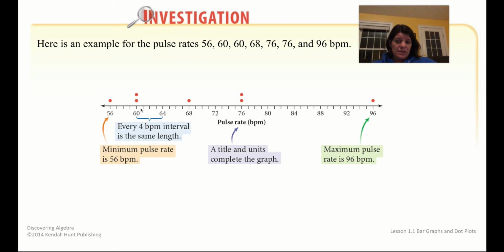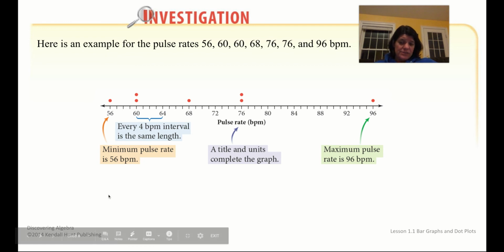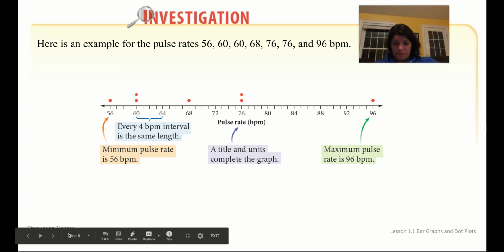So in this case, each tick mark is 1 beat per minute. And they've labeled every 4, so 4 beats per minute intervals. And those are the same length. Every dot that's above there represents 1 data point. So it does have a similar look to a bar graph in the sense that when things stack on top of each other, you can see how many are in that. But the big thing here that makes it different is that the axis is numbers on a number line.